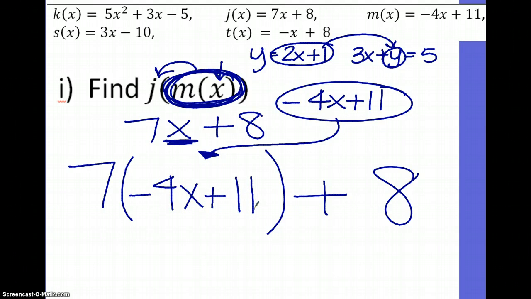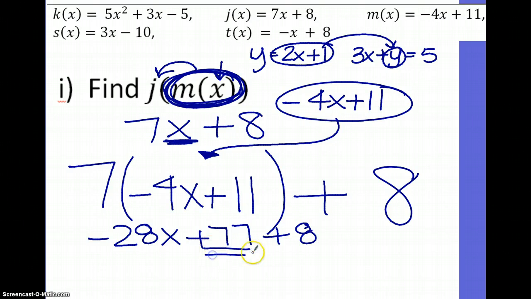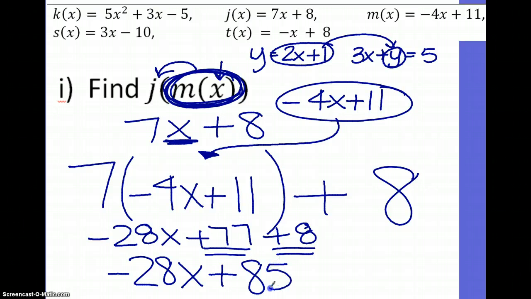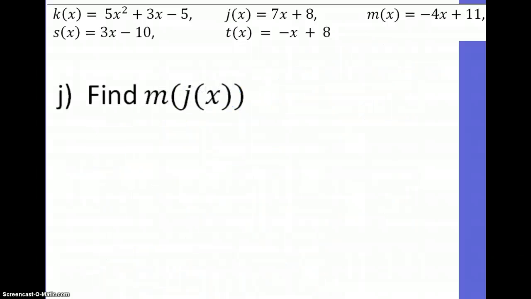I'm going to distribute, so -28x. 7 times 11 is 77 plus 8. So 77 plus 8, I can combine those, so I get -28x plus 85. And there's nothing else to combine here, so that is my answer. That's J when I plug in M, the function, in for X. So I'm going to do another one just like that.